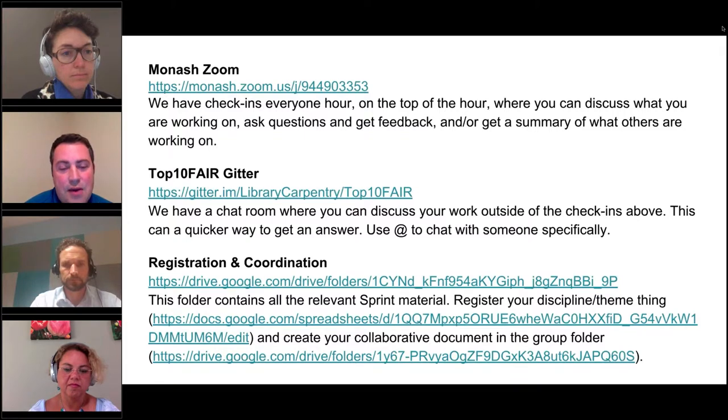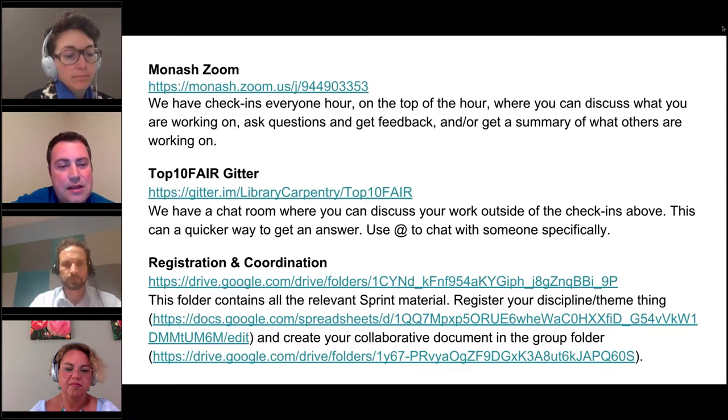One way the chat works is you can use the at symbol to talk to certain people directly. There are already about 20 people that have signed up, and you can sign up with your GitHub account or a Twitter account. So you can communicate with people that way and check in throughout the sprint.